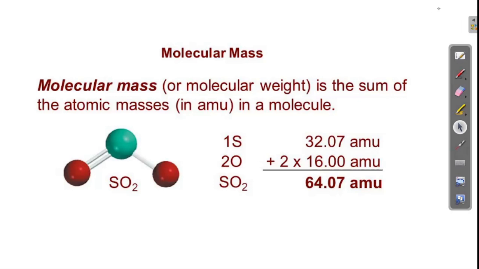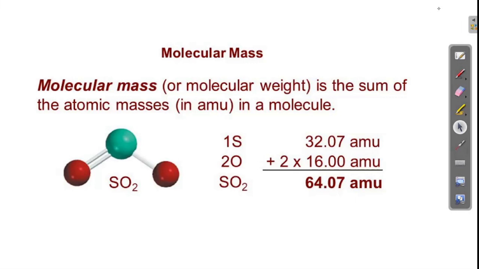So molecular mass, the mass of a molecule. You can add up the masses of each of the atoms present in the molecule to calculate the mass of the molecule. It's as simple as that. So here you go. The example they give you is this molecule has a sulfur and 2 oxygens. Okay, remember that the subscript tells you how many oxygens you have, 2. So you need to add them up.